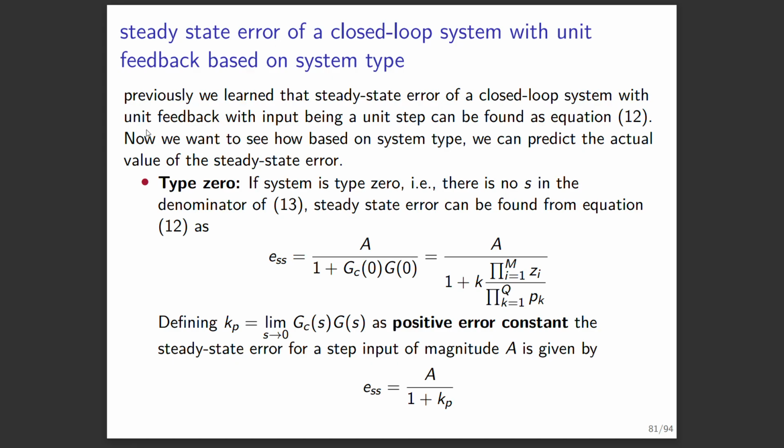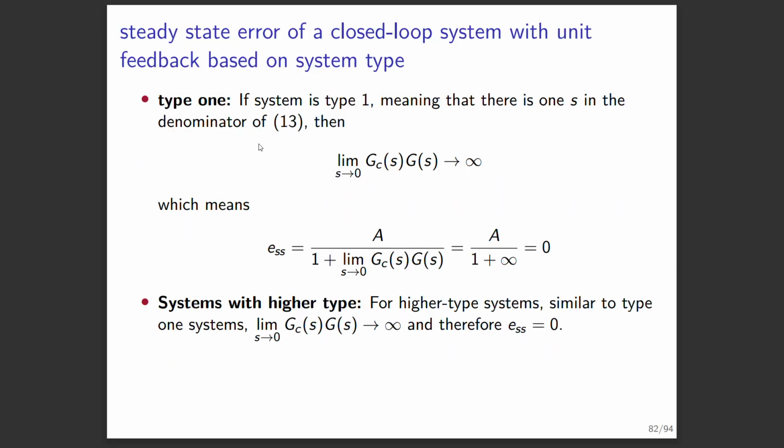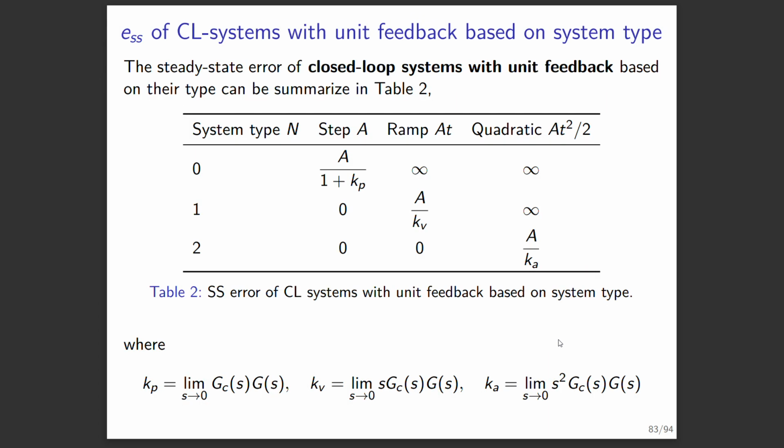So for whatever I explained here, a feedback system with unit step as input, and when my feedback is unit feedback, if that system is type 0, I am going to have steady state error. If I have a type 1 system, that means that I have one S in the denominator. So if I take the limit, GC times G is going to be infinity, and therefore ESS is going to be 0. Steady state error is going to be 0. And if I have higher type systems, I'm just adding more and more S's to the denominator, which means that the limit would be again infinity, and I'm still going to have steady state error equal to 0.